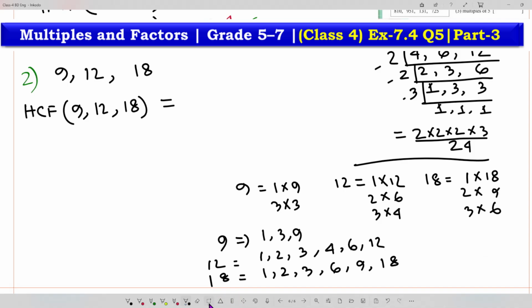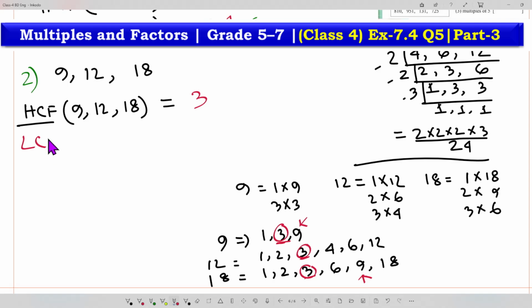Now look, which is the highest common factor if we find the HCF? Here is 3, here is 3, and here is 3, right? Here is 9, here is also 9, but 12 has no 9, so we cannot consider this one. So we only consider 3, 3 and 3. So our HCF of 9, 12 and 18 is 3.